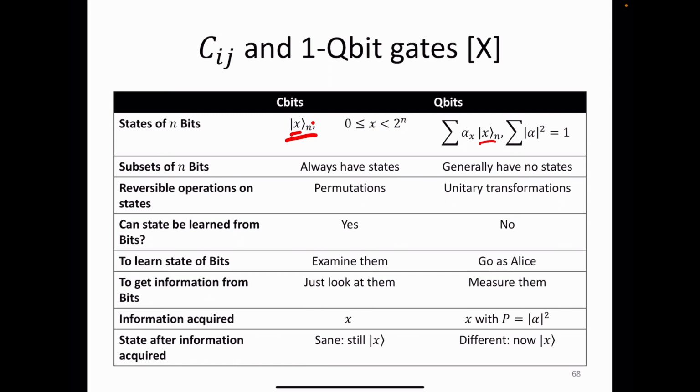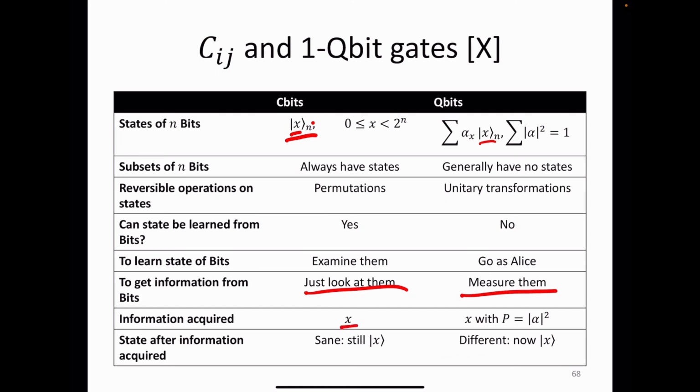For the reversible operations on states, we have permutations and unitary transformations. And we can, for classical bits, learn the state from bits, whereas for quantum bits, we cannot. To learn the state of classical bits, we examine them. For quantum bits, we have to measure them. So for classical, we look at them. For quantum bits, we measure them.